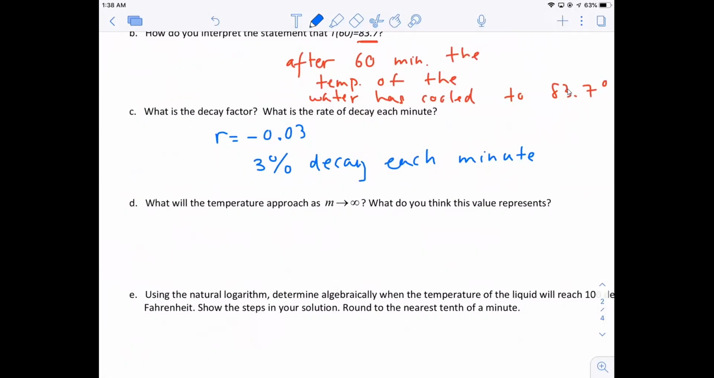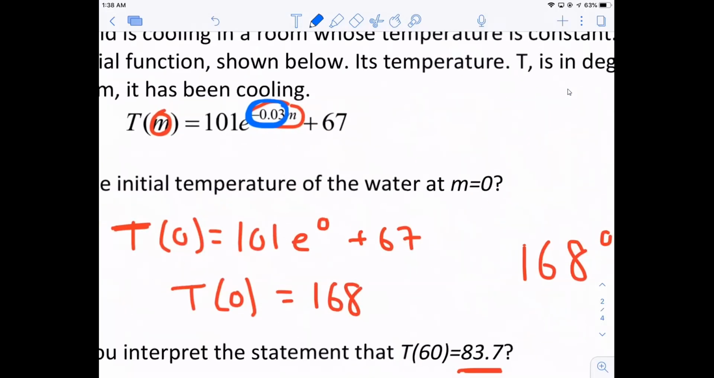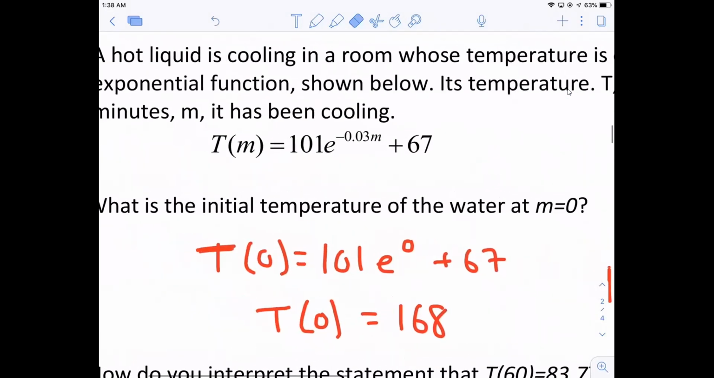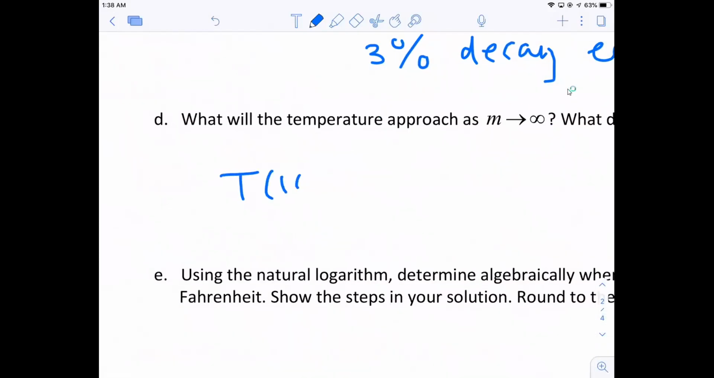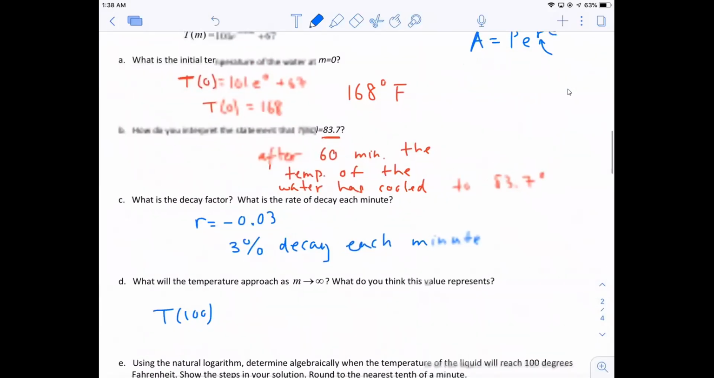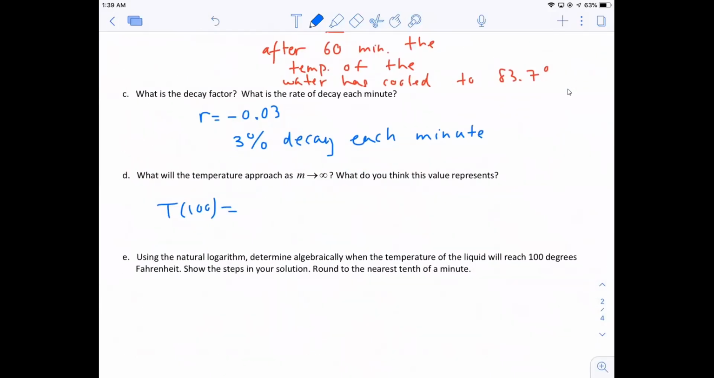Right? What will the temperature approach as M approaches infinity? What do you think this value represents? So if I plug in a really, really big number for M, let's not make it too big, but let's just make it like 100, for example. But what's going to happen? We're going to get this equal to 101 times e to the negative 0.03 times 100 plus 67.